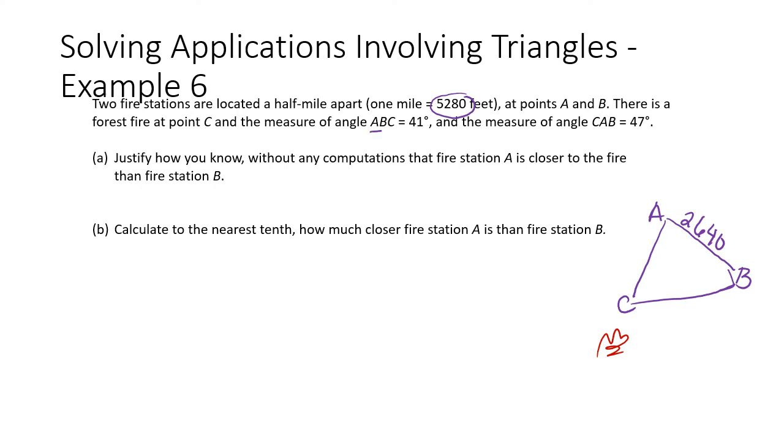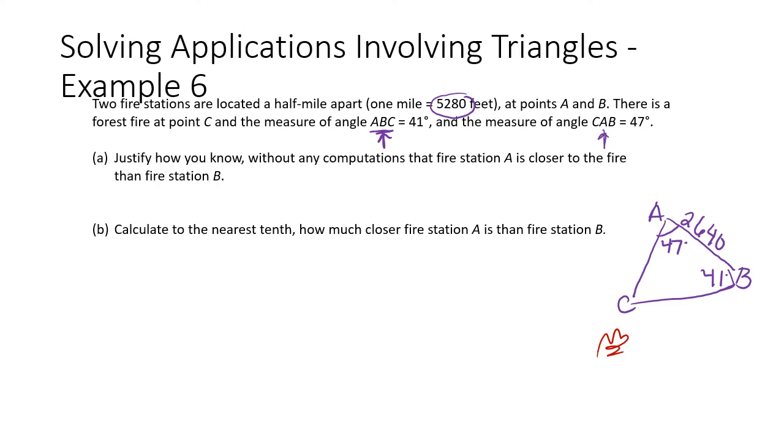They've told us that angle ABC, which means whenever you see 3 letters written together, it's the middle letter. That's the angle they're talking about. So we're talking about angle B here. This one, the middle letter is A, so that's angle A here. So we know that information. They want us to know, without doing computations, how we know that station A is closer to fire station B.